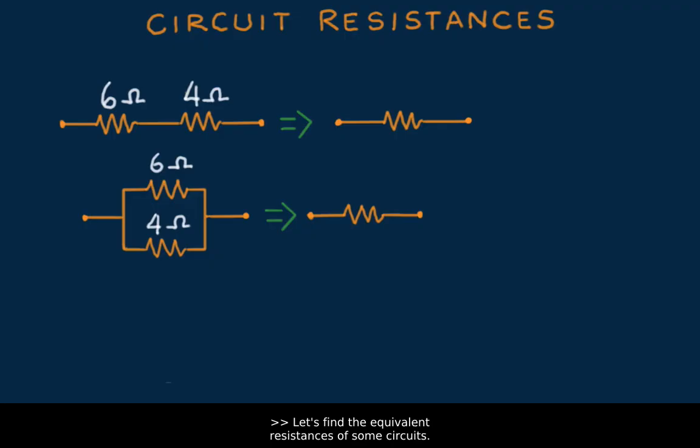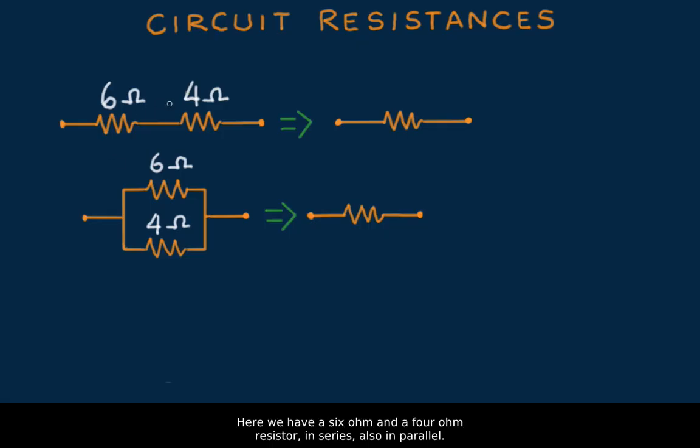Let's find the equivalent resistances of some circuits. By equivalent resistance, we mean the single resistor that can take the place of two or more resistors in a circuit that will provide the same current and energy drawn by the voltage source.